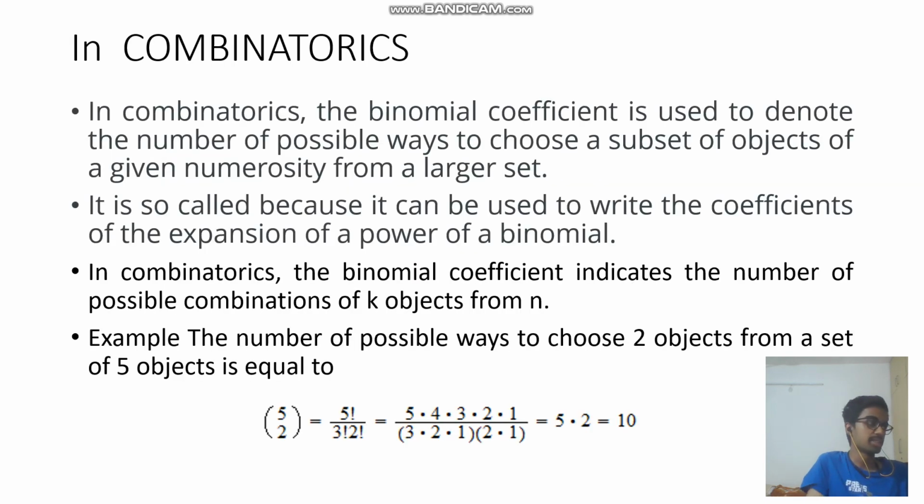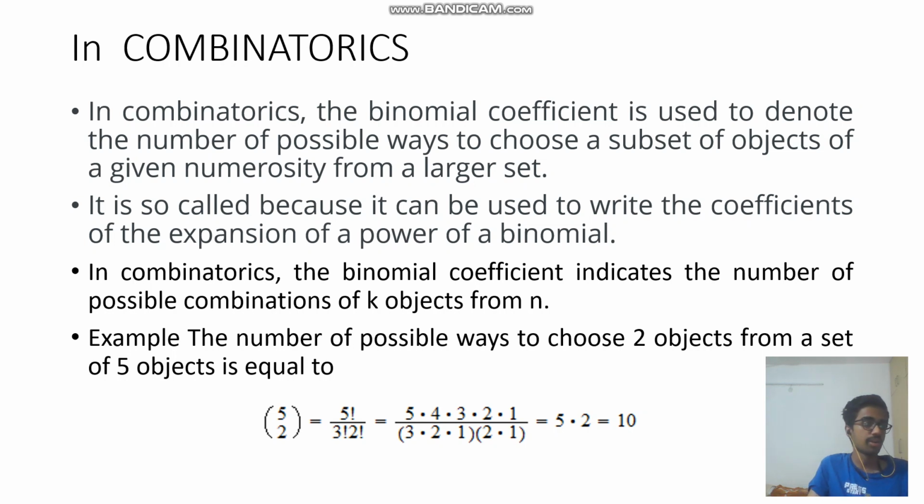In combinatorics, the binomial coefficient is used to denote the number of possible ways to choose a subset of objects of a given numerosity from a larger set. It is so called because it can be used to write the coefficients of the expansion of a power of a binomial. In combinatorics, the binomial coefficient indicates the number of possible combinations of k objects from n.